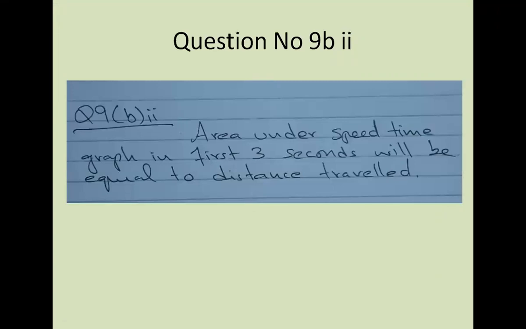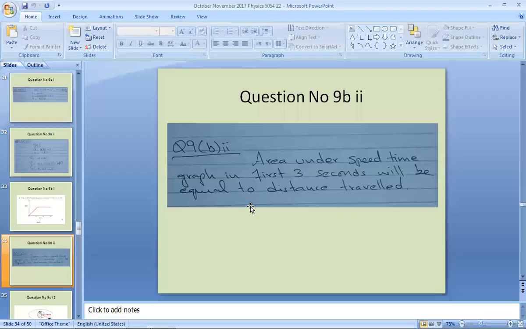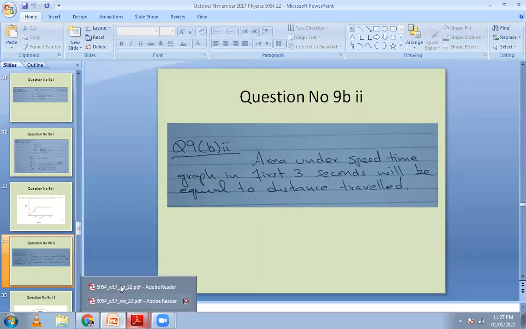Okay, so here is my answer. Area under the speed time graph in the first 3 seconds will be equal to the distance traveled. So this is how you will answer that. Okay, so let's move to the next part.